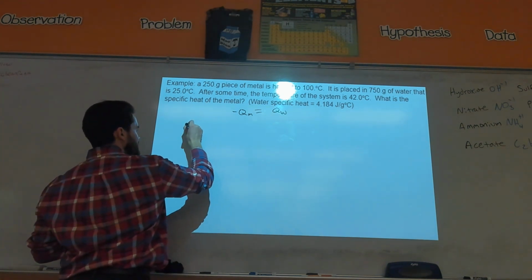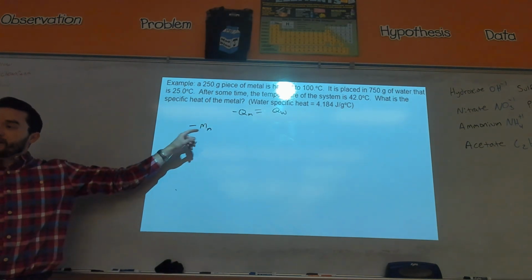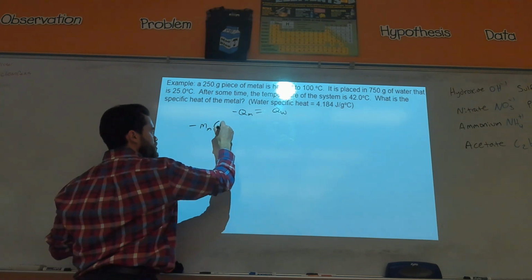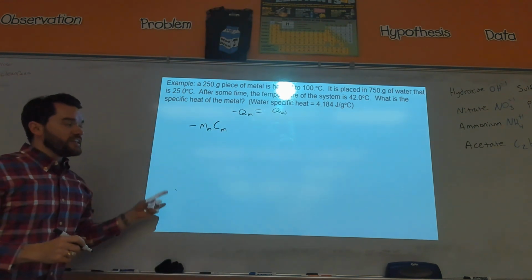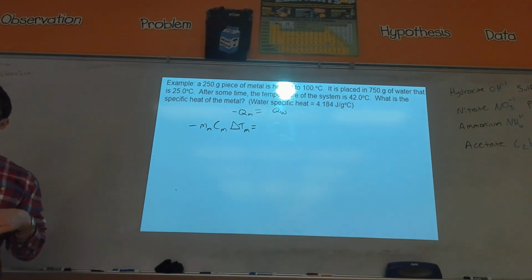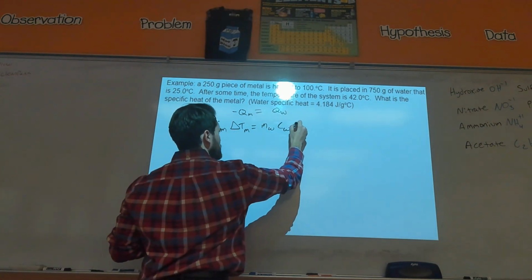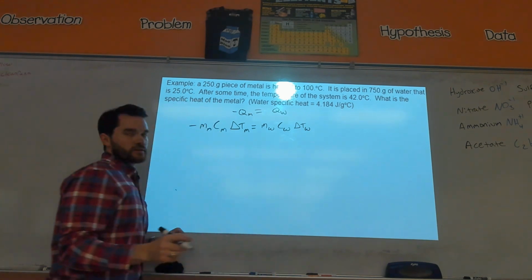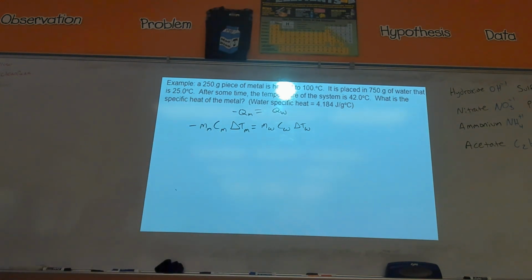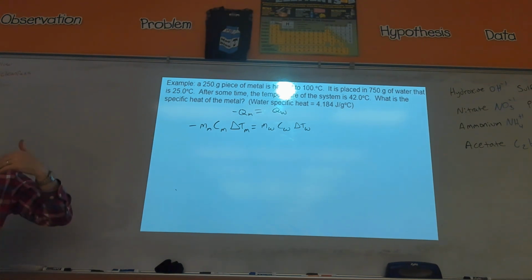So you would have negative m sub M. This little m is for the metal. So you'll have a mass for the metal, you'll have a C for the metal, then you're going to have a delta T for the metal. That equals a mass for the water, times a specific heat for the water, and then times a change in temperature for the water. So the idea would be there are 6 variables here. 5 of those variables should be up here, and then we can solve for the unknown. So let's go ahead and identify what we know, then we'll find the one we don't know.